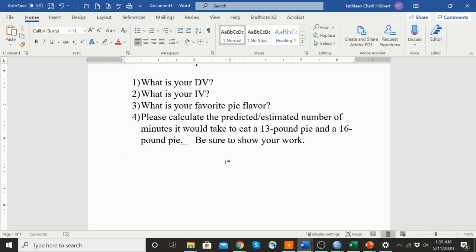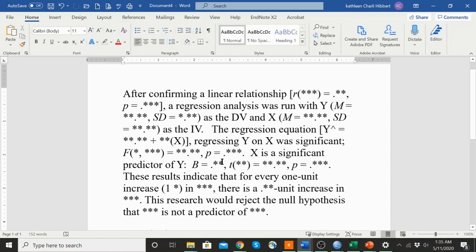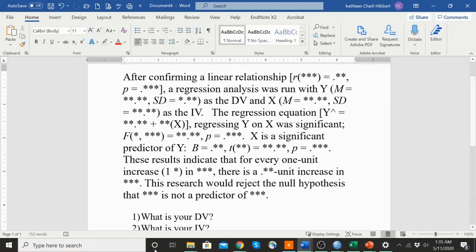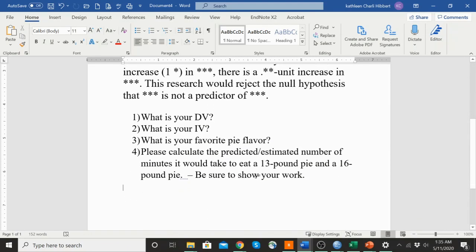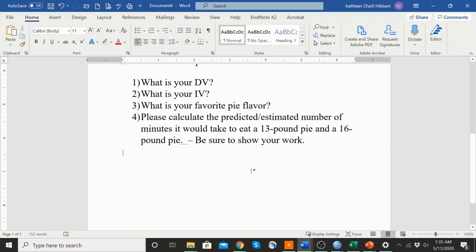So what you're going to need to do is you're going to need to write up the results section. And I have this on a PowerPoint slide for you. And then you need to answer these 4 questions. So I'm going to just pause for a minute so that you can go ahead and copy this down.